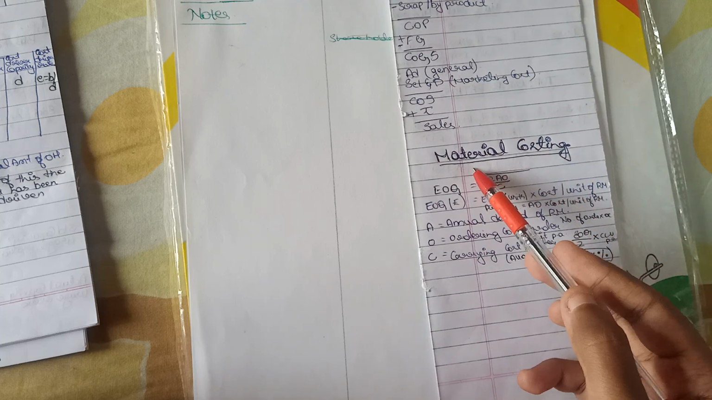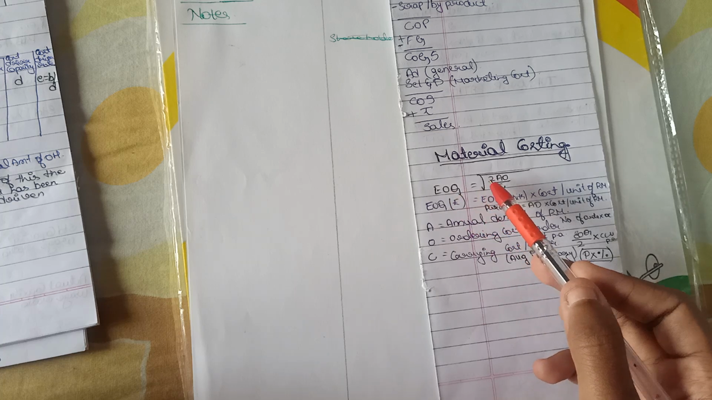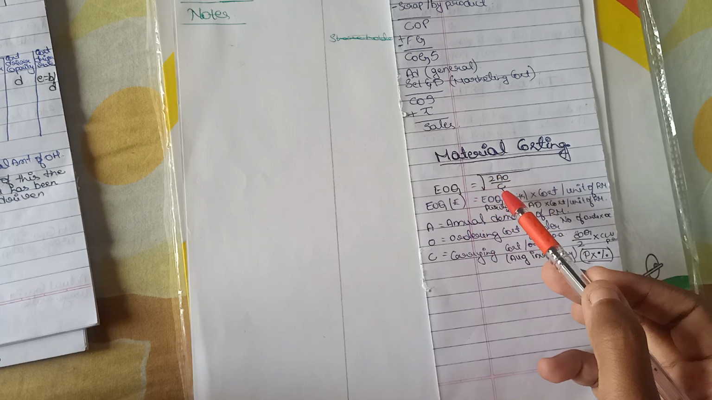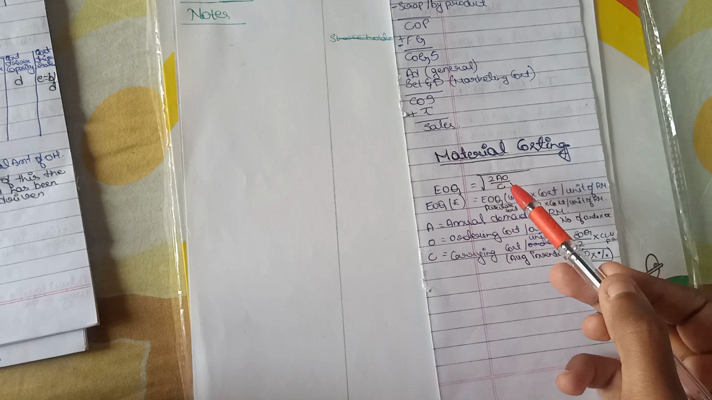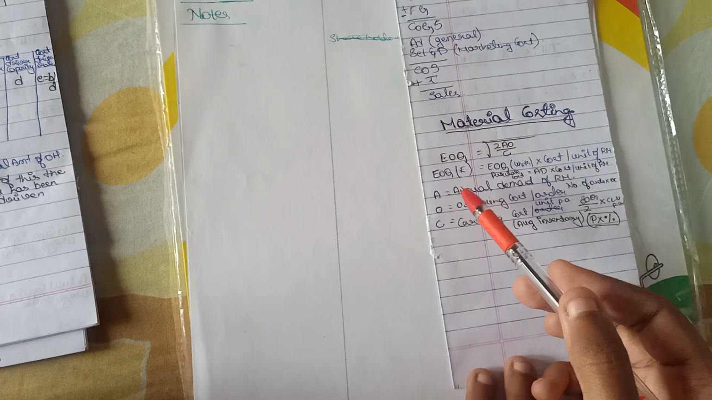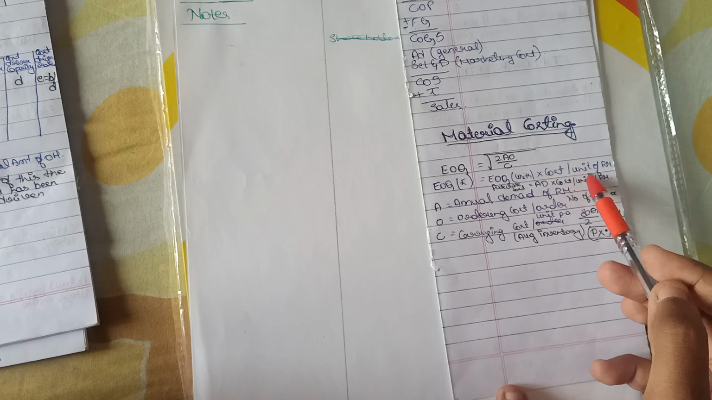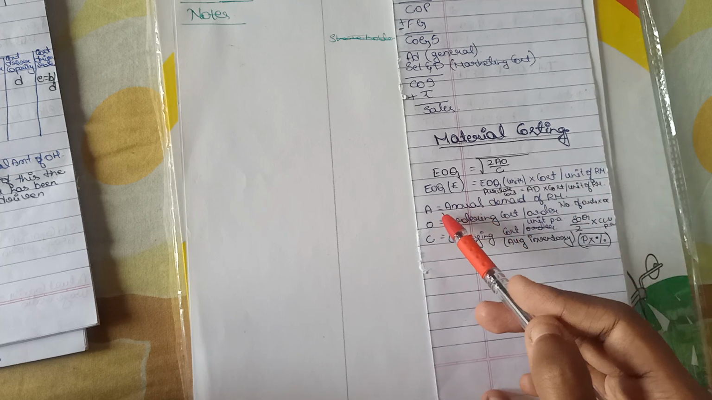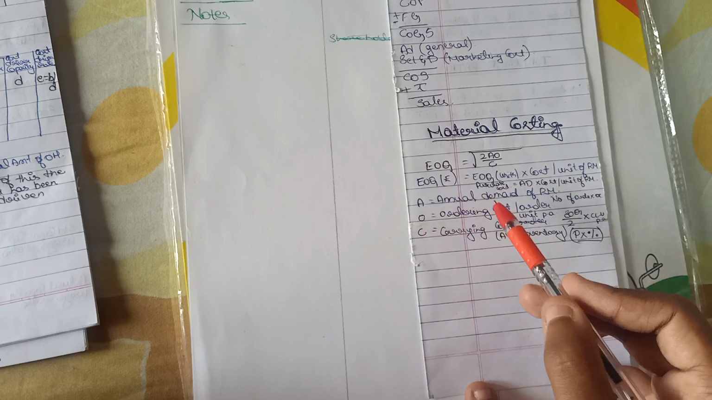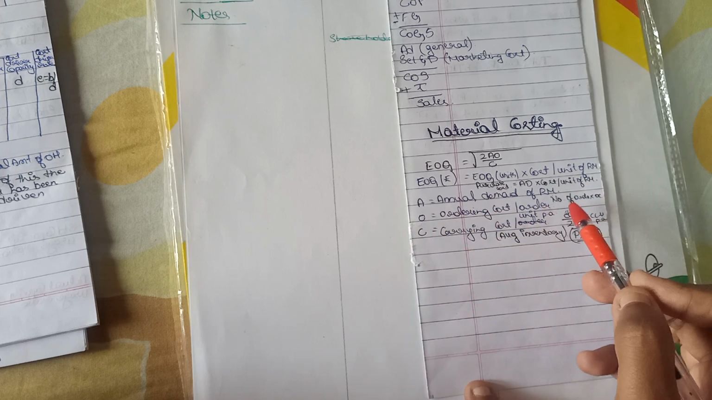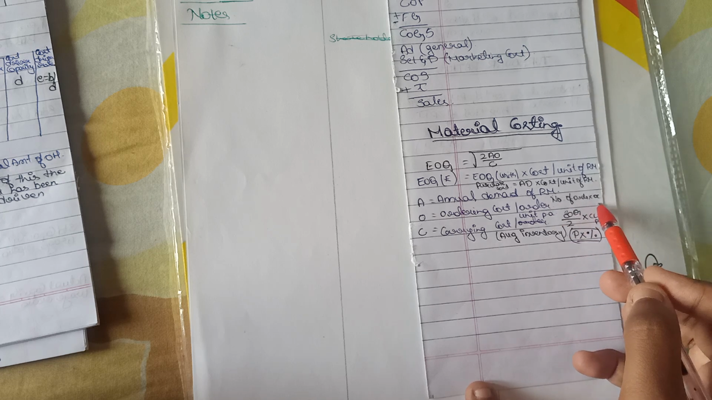Coming to next chapter, that is material costing. The formula for EOQ is root 2AO divided by C. A stands for annual demand, O is ordering cost, where C is carrying cost. EOQ is equal to EOQ units into cost per unit of raw material. Annual demand of raw material. O is ordering cost per order. This will get it as number of orders into ordering cost.